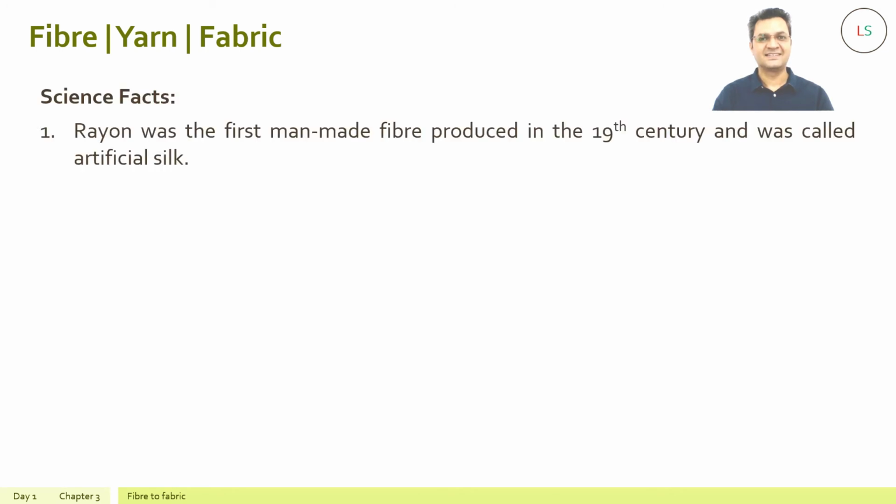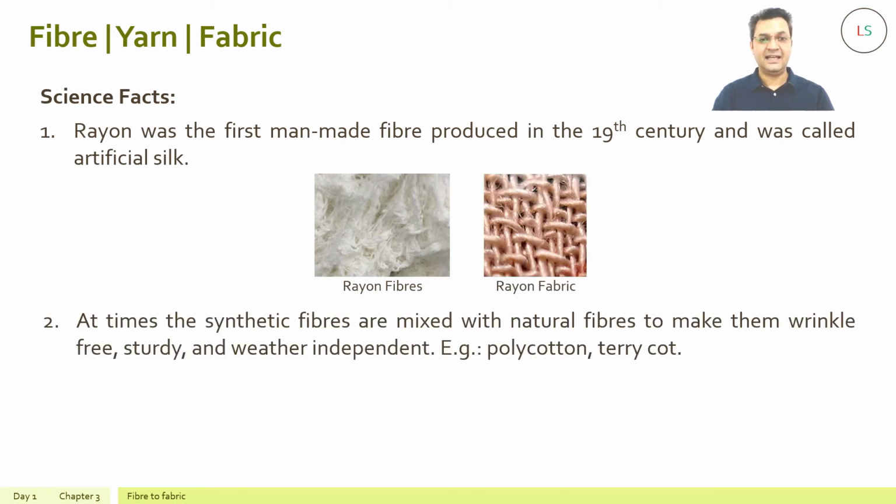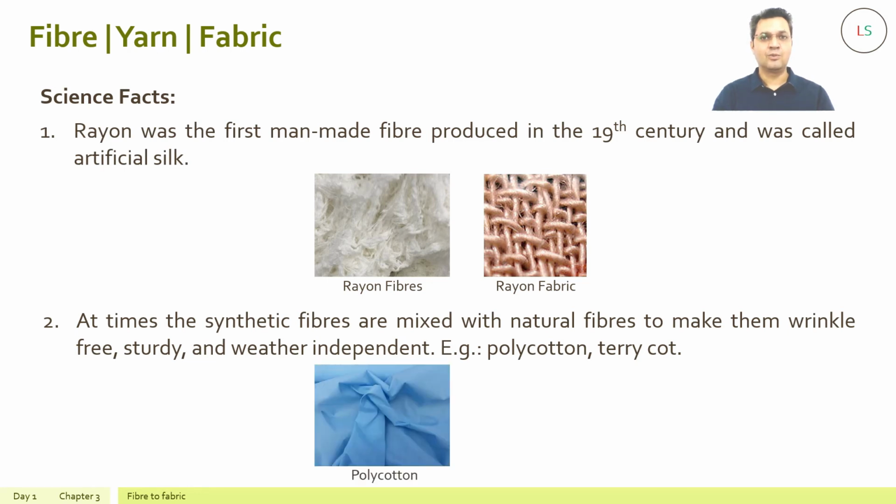Science facts. Rayon was the first man-made fiber produced in the 19th century and was called artificial silk. Here we have a picture of rayon fibers and rayon fabric. At times the synthetic fibers are mixed with natural fibers to make them wrinkle-free, sturdy and weather independent. Example, polycotton and terracotton.